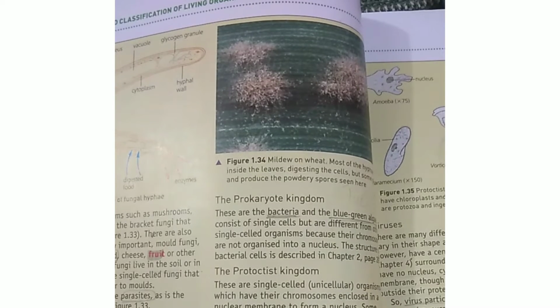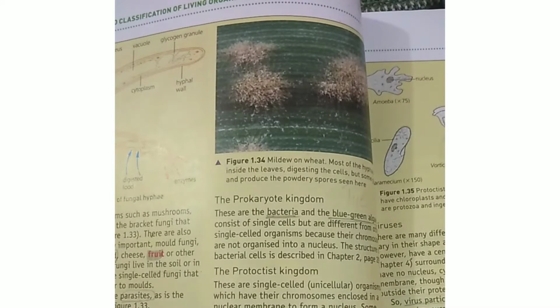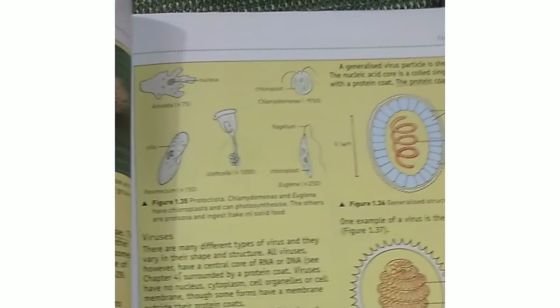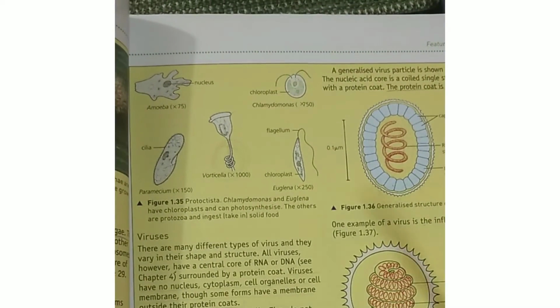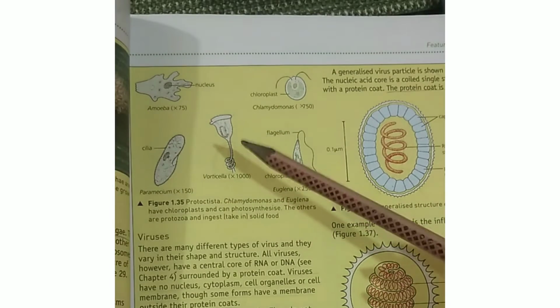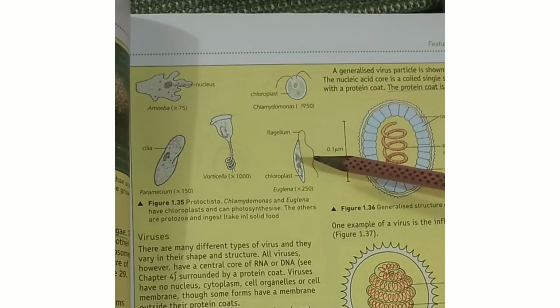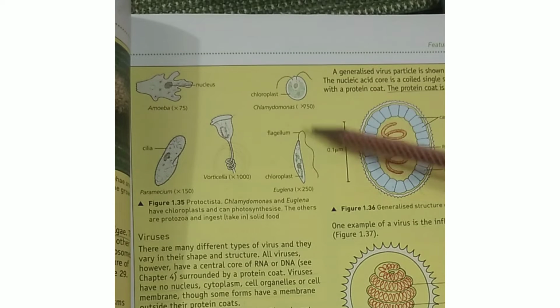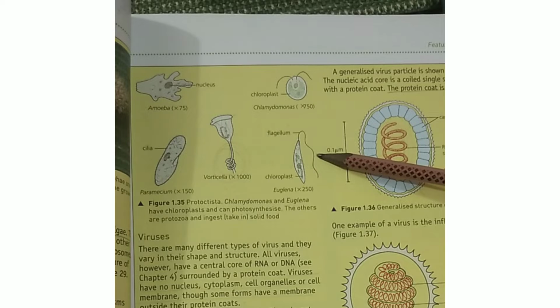Some examples are shown here: the amoeba, euglena, paramecium, vorticella. These are some examples of these unicellular organisms. Alright, if I show you these, look, these are all unicellular organisms. But these two unicellular organisms consist of chloroplasts, so that they can make their food by photosynthesis on their own.